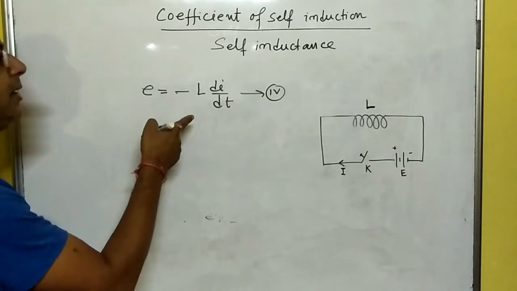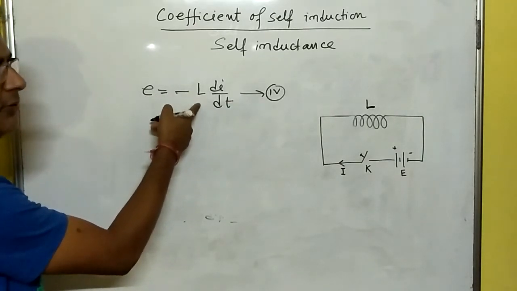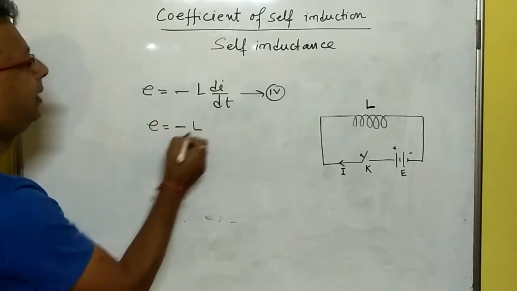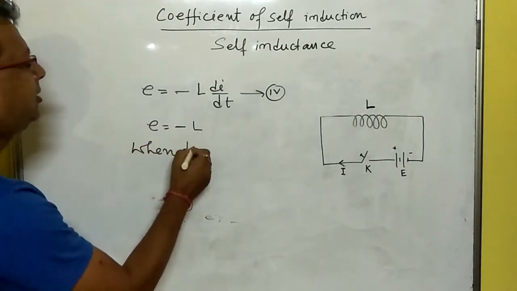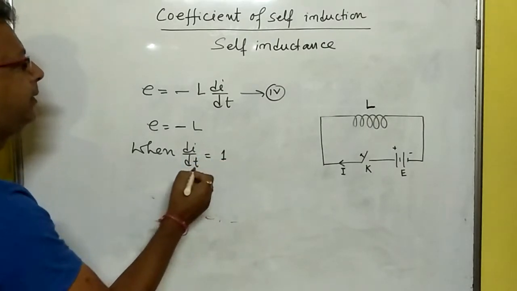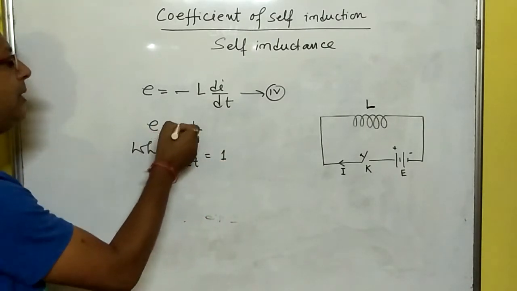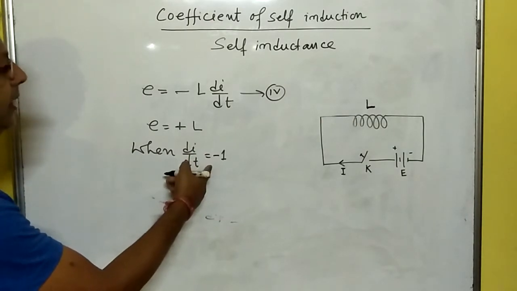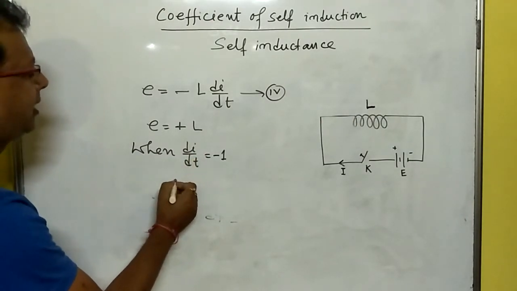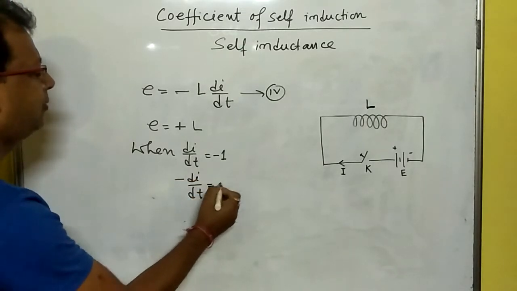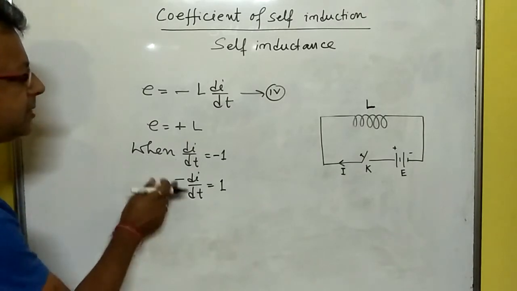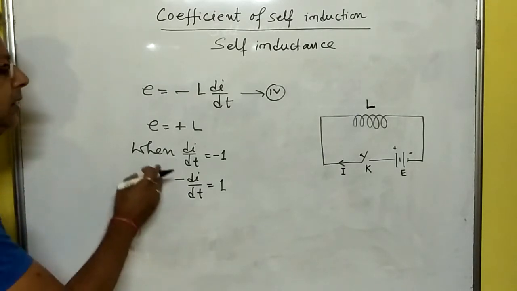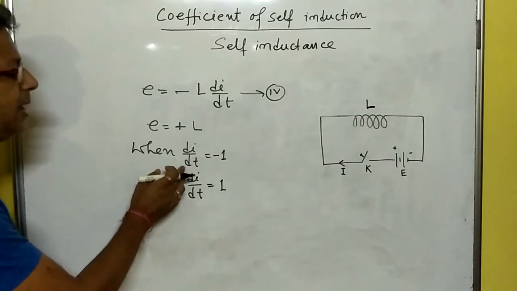From here again, we can define coefficient of self-induction. Now you can see, we can write E equals minus L when di by dt is equal to 1. E will be equal to plus L if di by dt is minus 1, that is, minus of di by dt is equal to 1. What is minus di by dt? Here, minus di by dt represents the decay of current, that is, the fall of current.